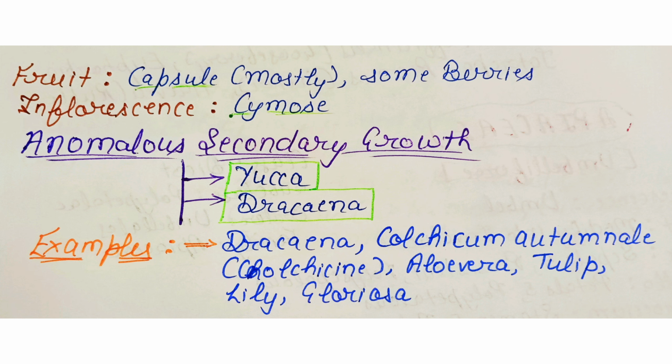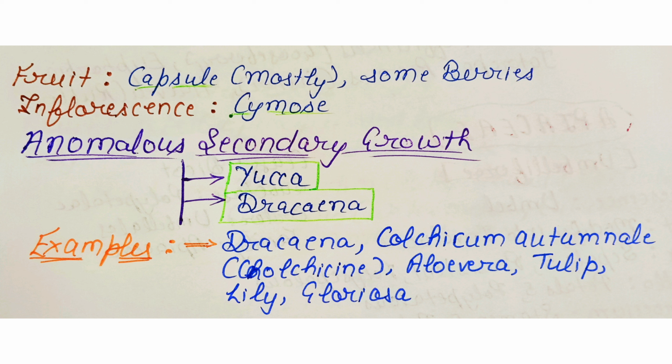Fruit in this family is capsule in most of the cases but variations are also seen in some cases. Inflorescence is cymose. One of the most important features is the anomalous secondary growth. It is seen in Yucca and Dracaena. Xylem vessels are absent in these plants and leptocentric arrangement is seen. Example is Dracaena. It yields the resin and is of red blood color.